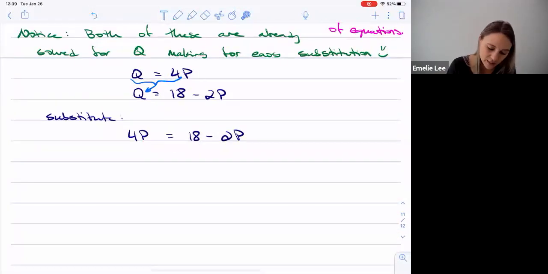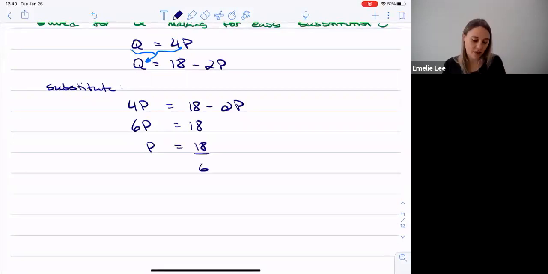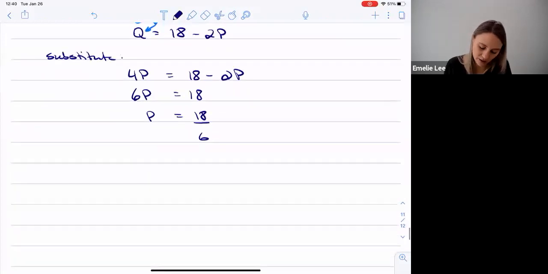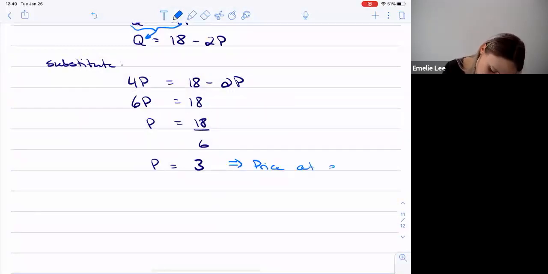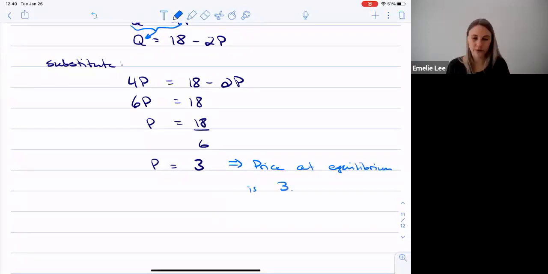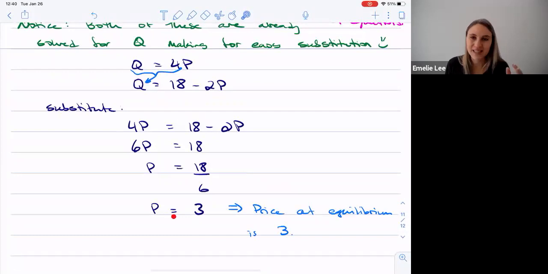So now I'm going to add 2P to the left-hand side. So I get 6P is 18. So P must be 18 divided by 6. Now 18 divided by 6 is 3. What does that tell me? It tells me that the price at equilibrium is 3, right? Price at equilibrium is 3. So now I can plug that back in to find the quantity, right?